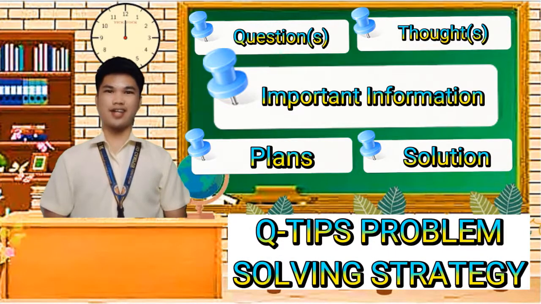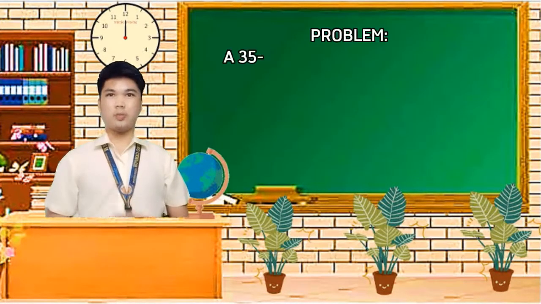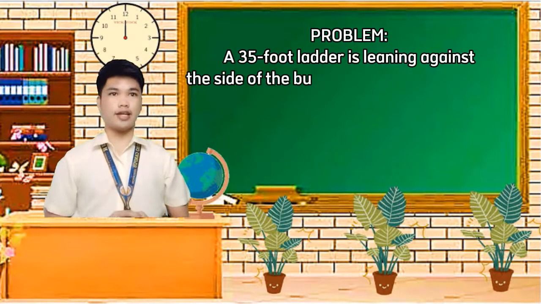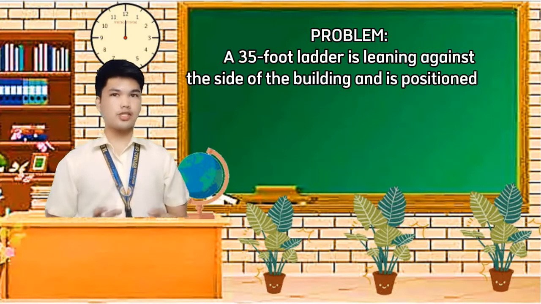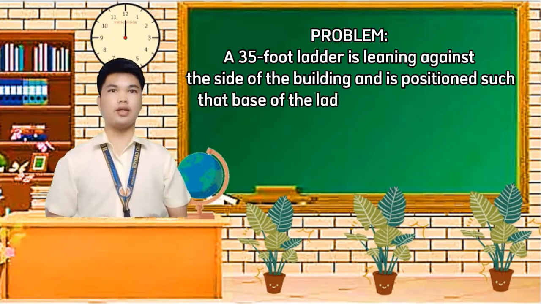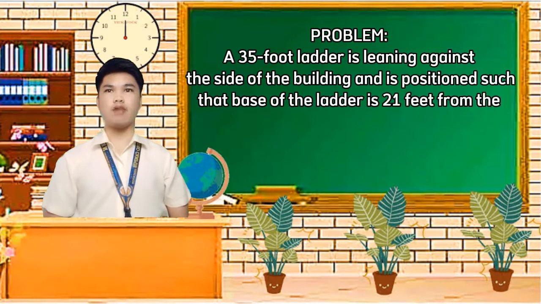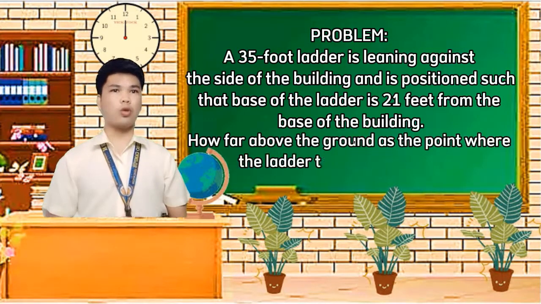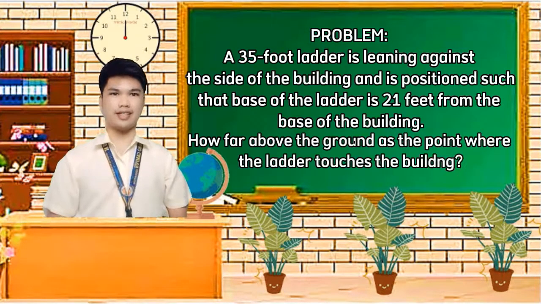So let's start. The question will be: a 35-foot ladder is leaning against the side of a building and is positioned such that the base of the ladder is 21 feet from the base of the building. How far above the ground is the point where the ladder touches the building?